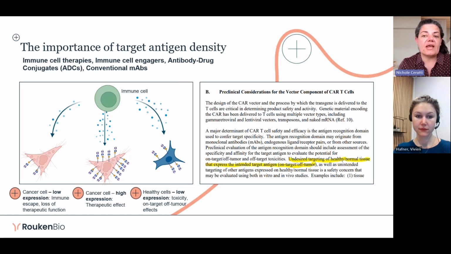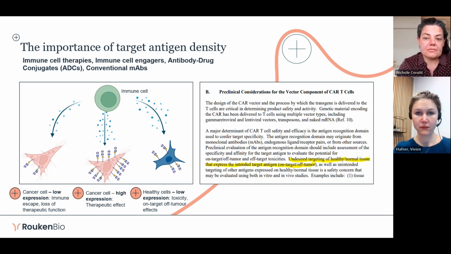The expression of target antigens in normal tissues can also lead to off-tumor toxicity, and this is a common side effect associated with many immuno-oncology therapeutics. So in particular, on-target off-tumor toxicity has become a significant concern, and regulatory guidelines have been established to assess the undesired targeting of healthy tissues that express the target antigen.